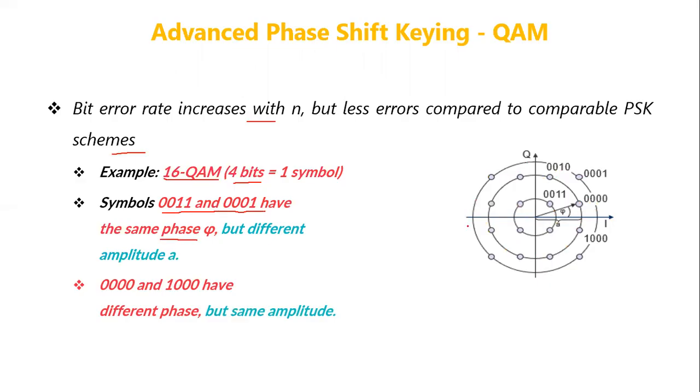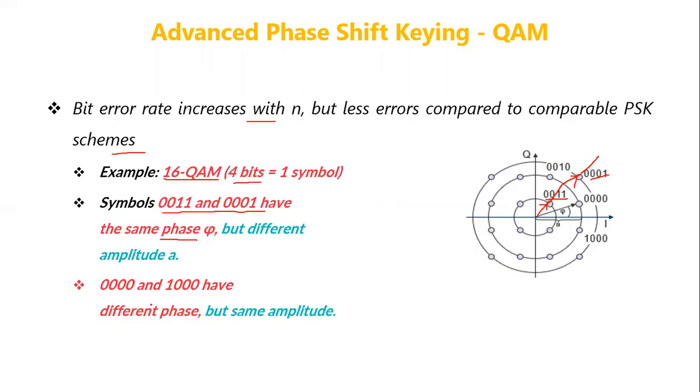Okay. So you can see 0011 and 0001. They both have the same phase. The phase of these two signals is the same, but their amplitude is different. This one has this amplitude, whereas this one has this amplitude. So this is how it combines amplitude modulation and phase modulation.